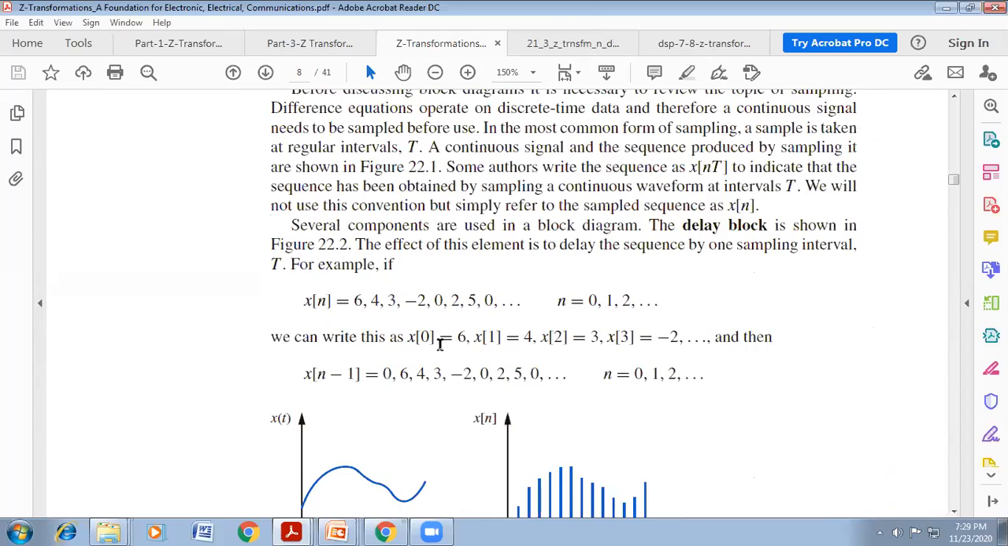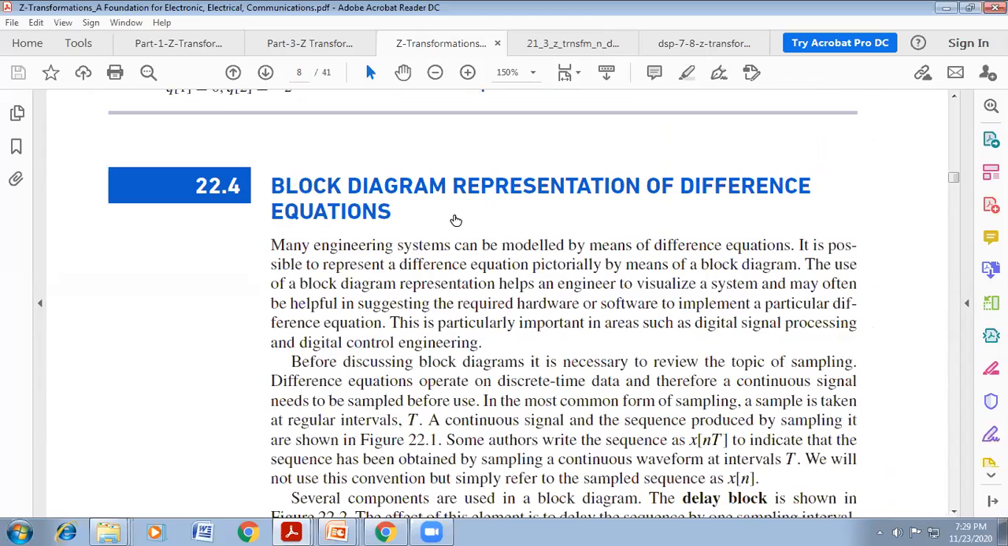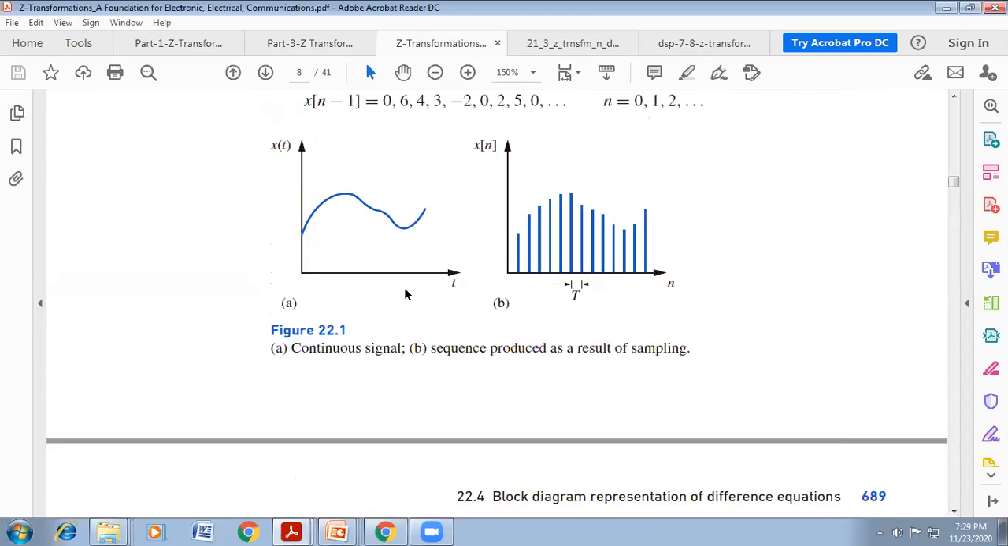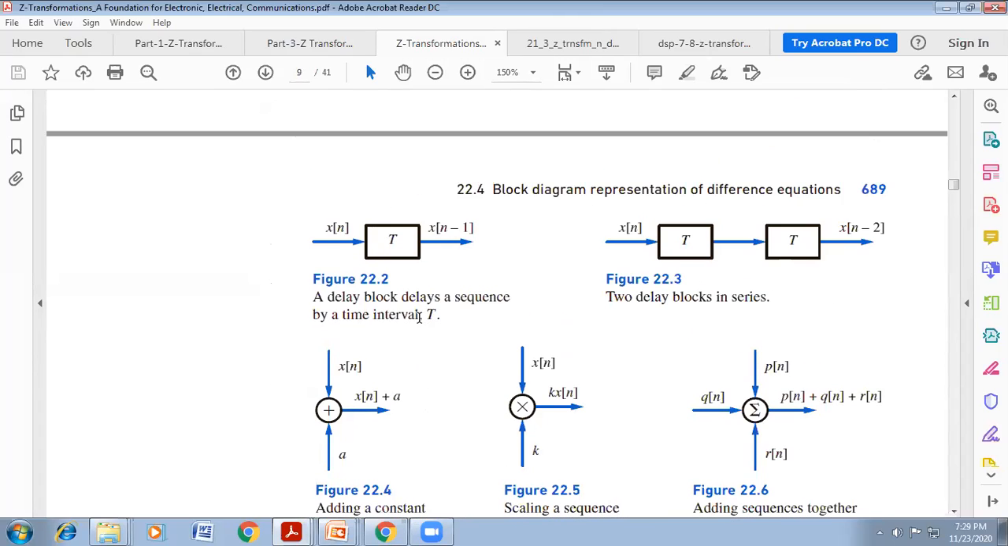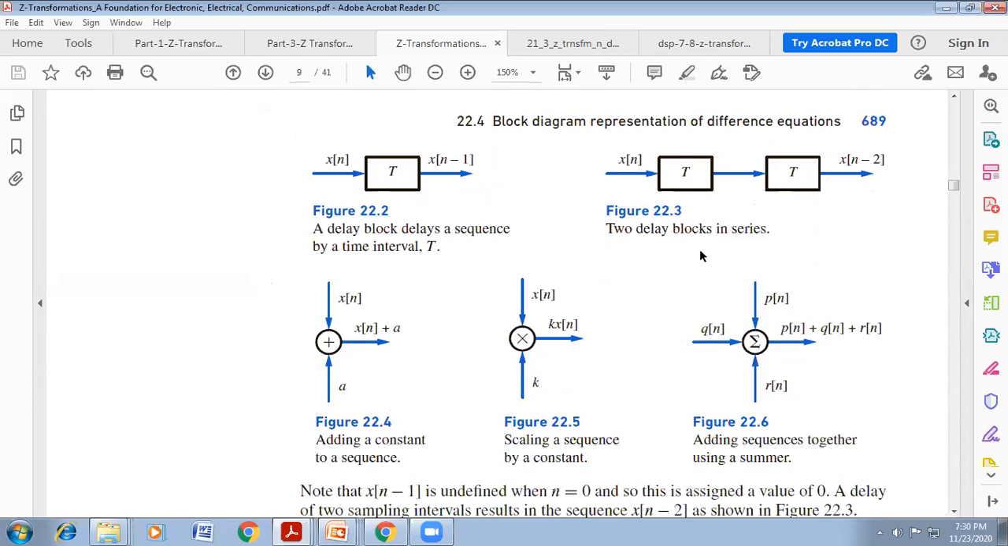So actually this is the block diagram representation of a difference equation. This is the standard block diagram for a difference equation. If we take the difference one time, the block diagram will be like this. If two times, there will be two blocks. And if we multiply a sequence by a constant, or add a constant, the block diagram is like this.